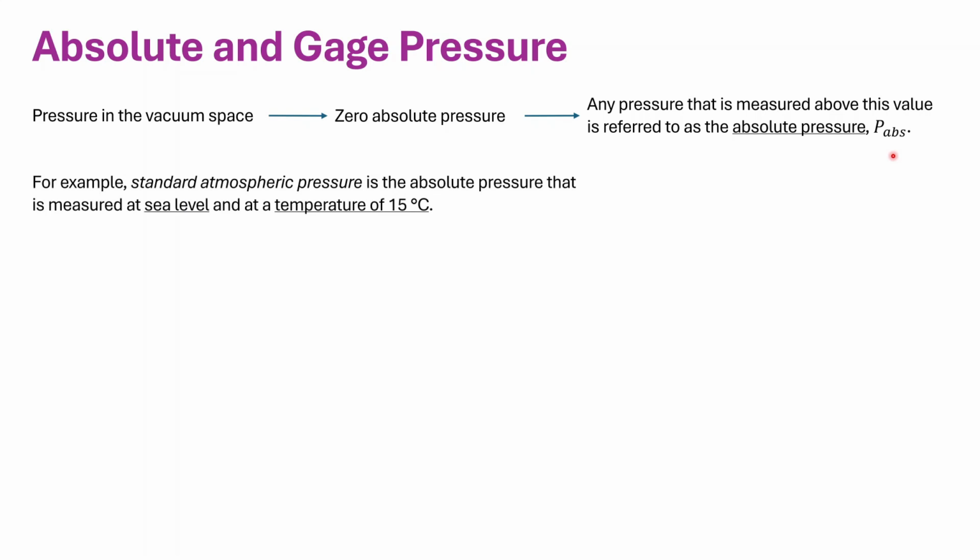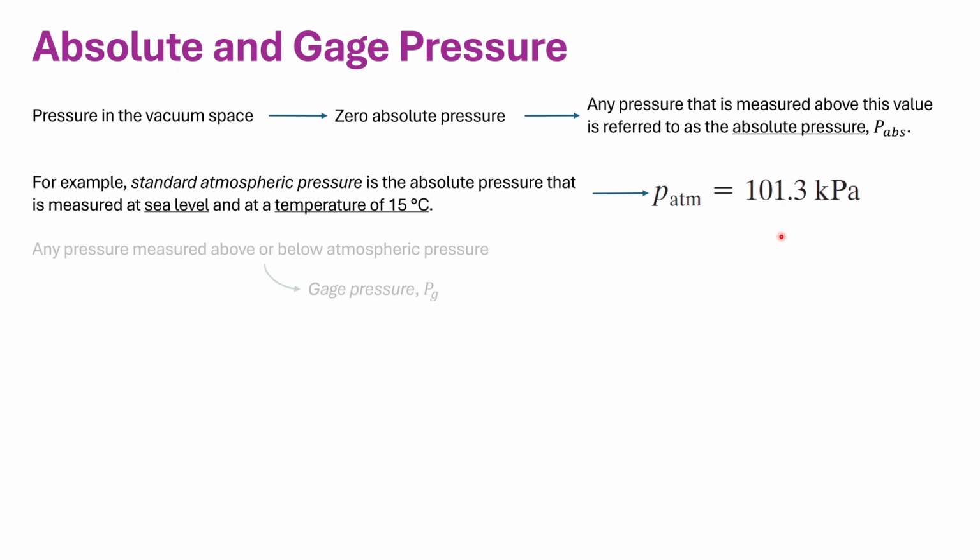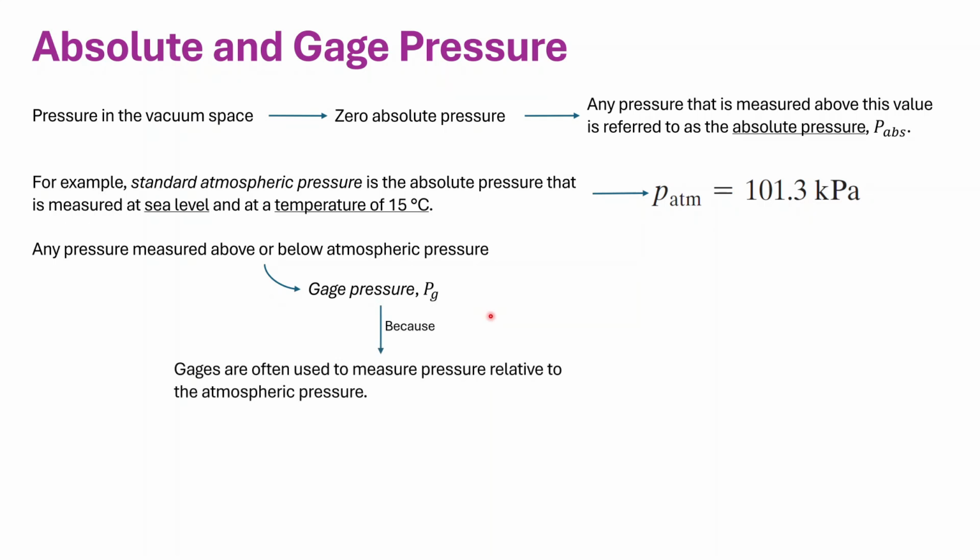For example, standard atmospheric pressure is the absolute pressure that is measured at sea level and at a temperature of 15 degrees C. So P atmosphere is 101.3 kilopascals, and this is an absolute pressure. Any pressure measured above or below atmospheric pressure is called gauge pressure, and we can show it by P sub G, which is gauge pressure, because gauges are often used to measure pressure relative to the atmospheric pressure.